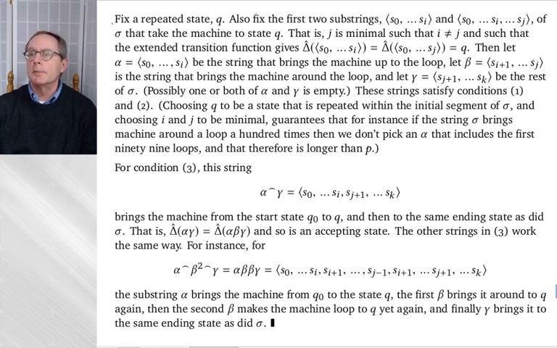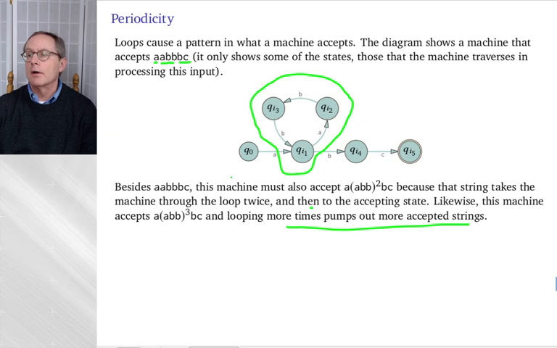So you fix the repeated state. You'll also fix the two substrings that take the machine to state Q. In the picture here, the two substrings I'm worried about are the substring just A and the substring AABB. Just A brings you to the state Q, and AABB brings you around the loop once and then to the state Q.